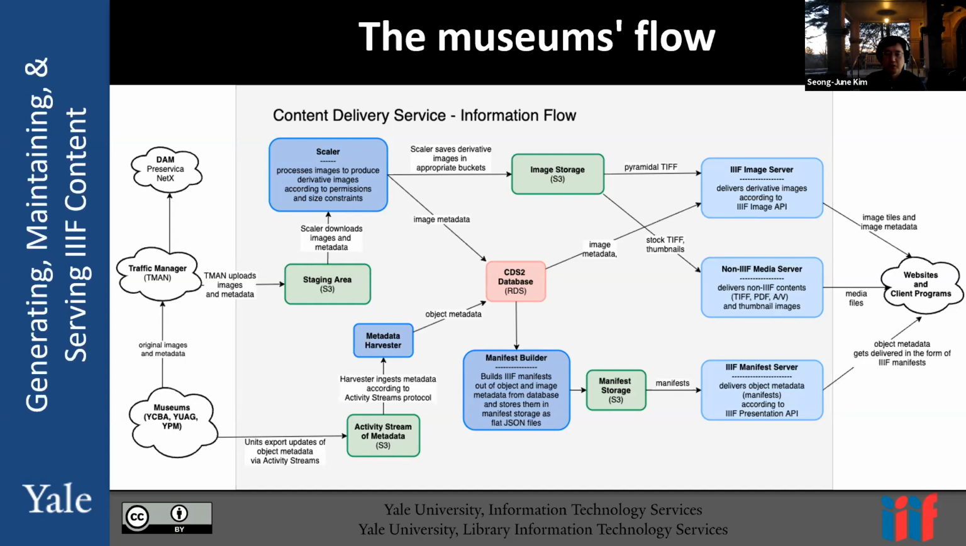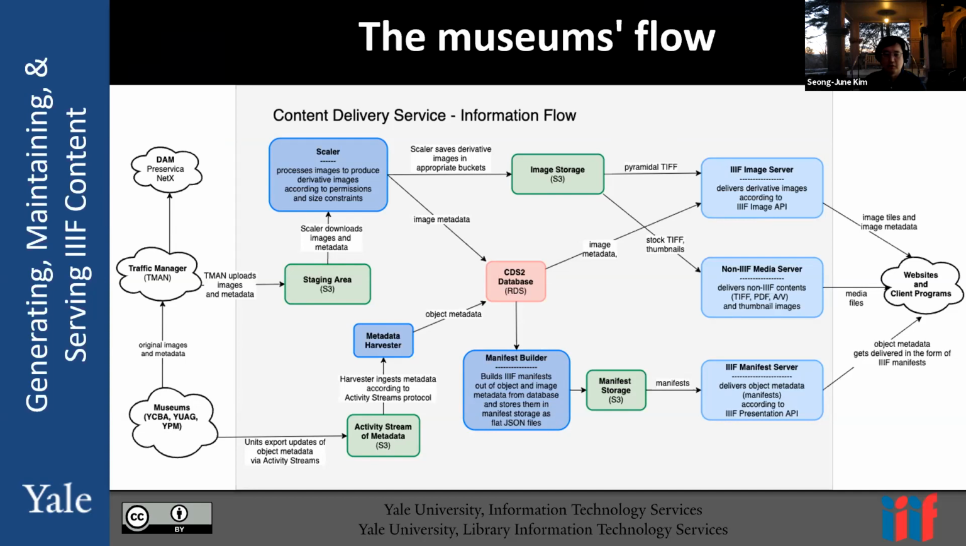So the image flow goes like this: T-man uploads images and metadata to the staging area on S3, and the scaler task takes it and processes the images to produce the derivatives and sends them to the image storage on S3. And those images on the image storage are consumed by the IIIF image server as the source images. And of course, it maintains its own derivative cache on the image server.